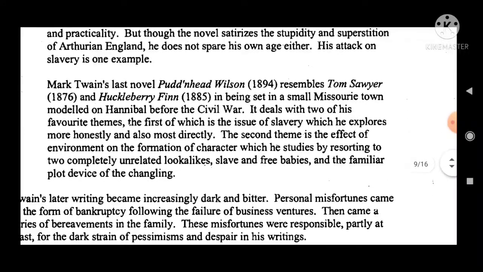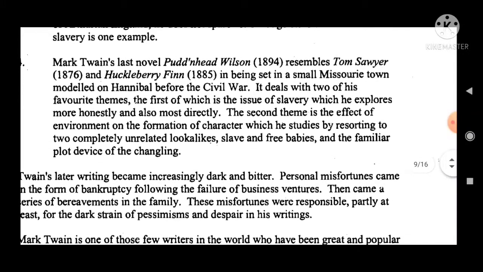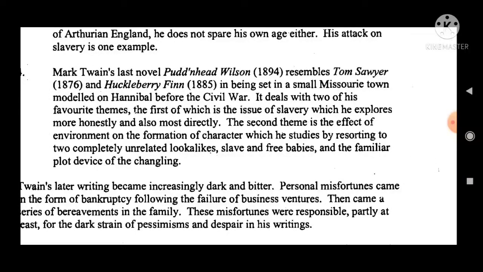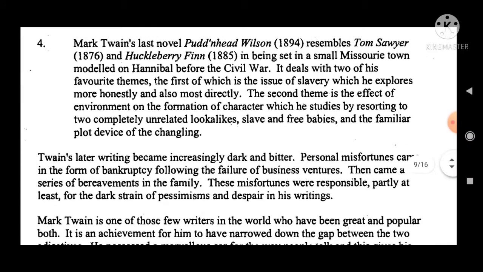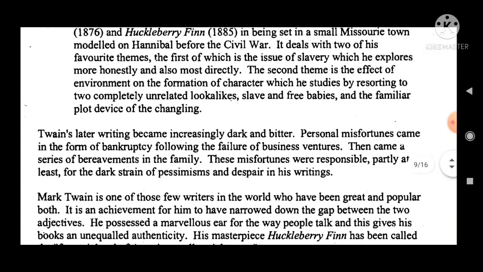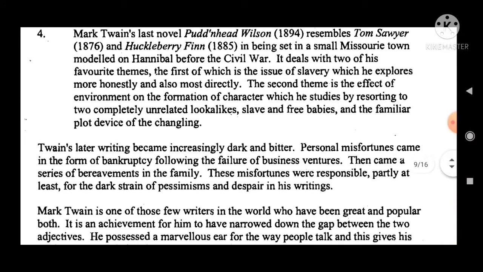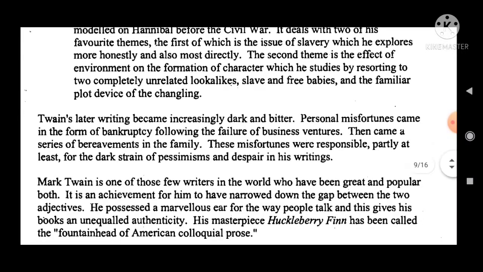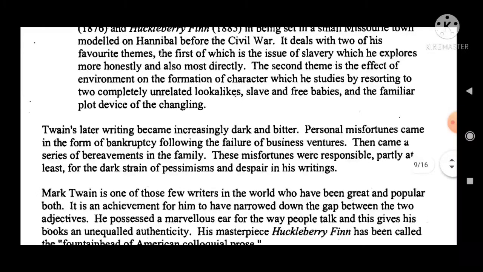Mark Twain's last novel, Pudd'nhead Wilson 1894, resembles Tom Sawyer 1876 and Huckleberry Finn 1885 in being set in a small Missouri town modeled on Hannibal before the Civil War. It deals with two of his favorite themes, the first of which is the issue of slavery, which he explores more honestly and also most directly. The second theme is the effect of environment on the formation of character, which he studies by resorting to two completely unrelated look-alikes, slave and free babies, and the familiar plot device of the changeling.